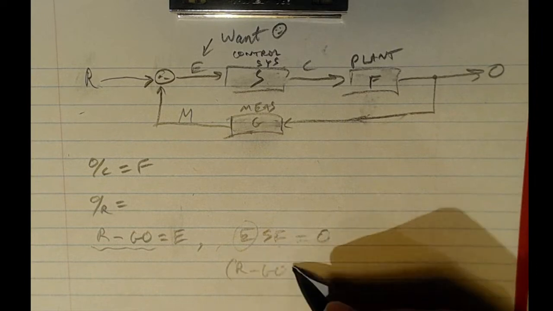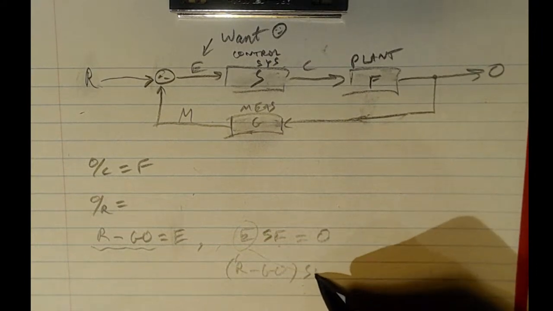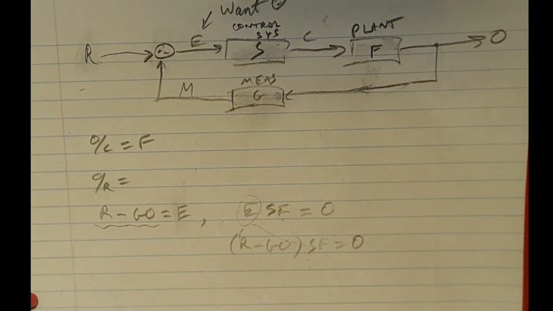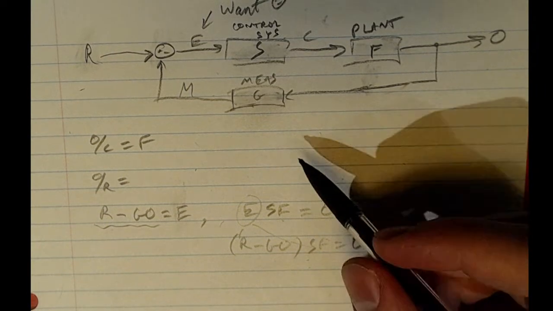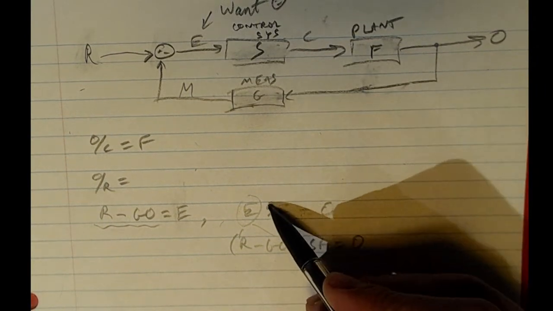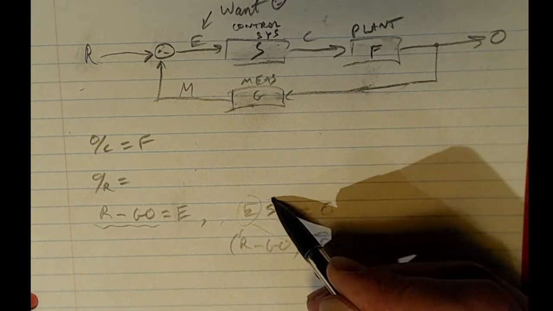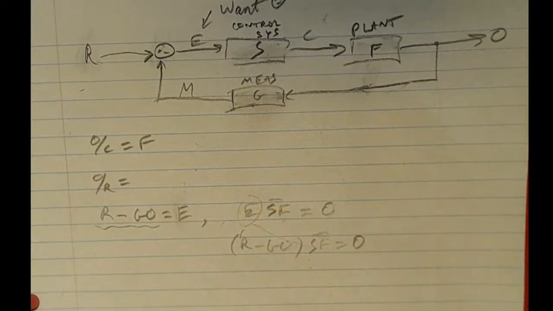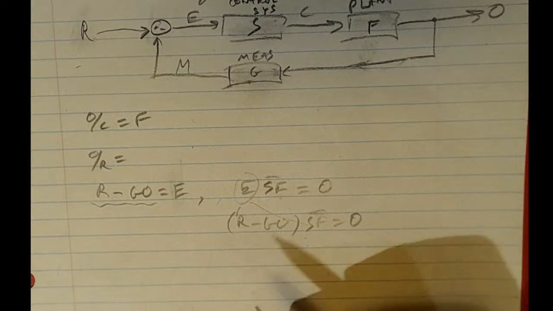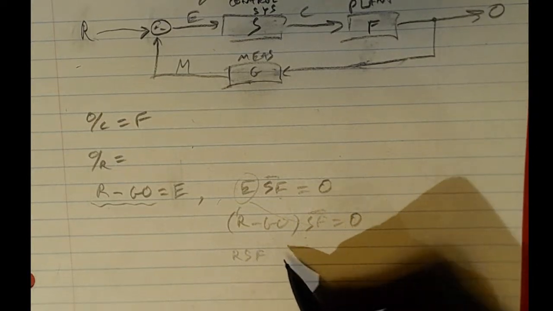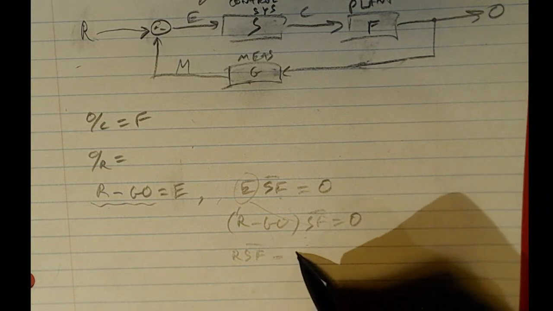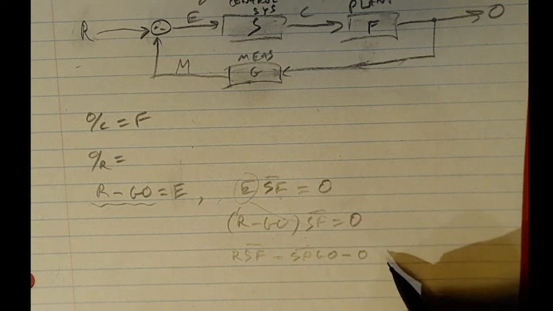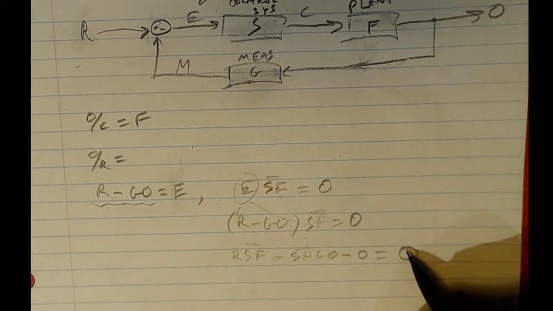So we have R minus GO times SF equals O, and now we just sit and do algebra here. We can take this SF and just, well, you know, this is just one thing. We don't have to treat it as two separate things, but I'll leave it that way. So, yeah, I gotta take it slow. It's been a while. Okay, I'm out of practice. RSF minus SF GO minus O equals 0.